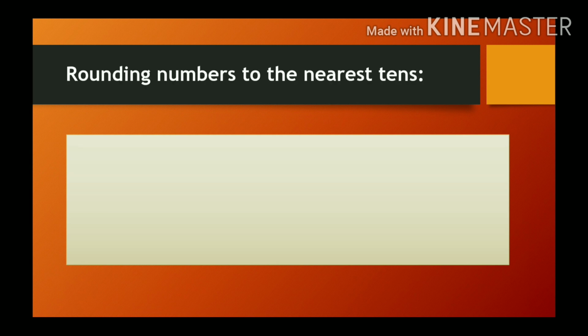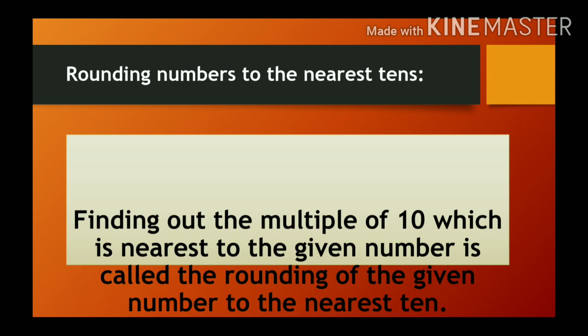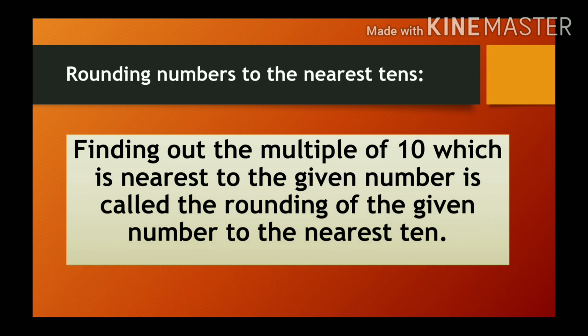Now, first we'll see rounding numbers to the nearest tens. Finding out the multiple of 10 which is nearest to the given number is called the rounding of the given number to the nearest 10. Let's see with an example.